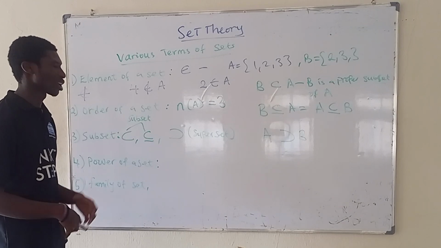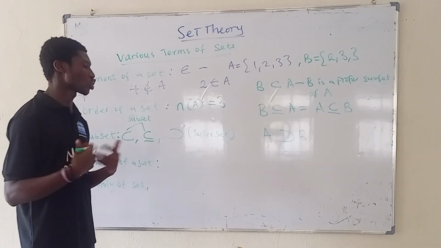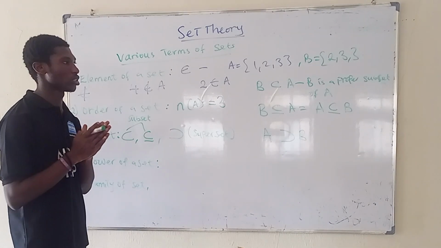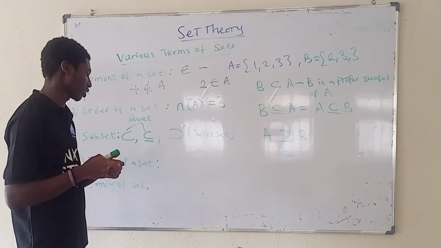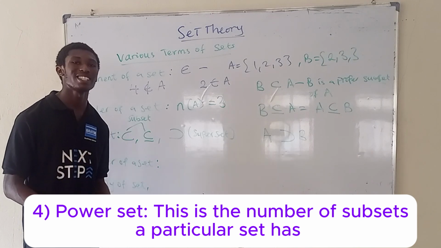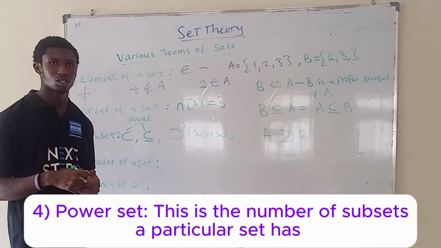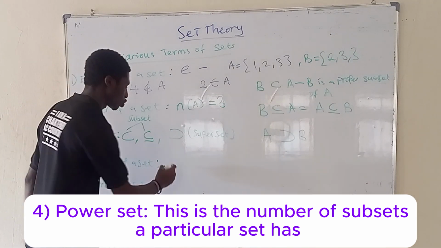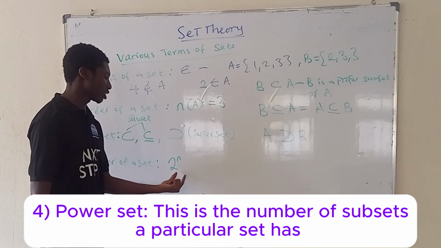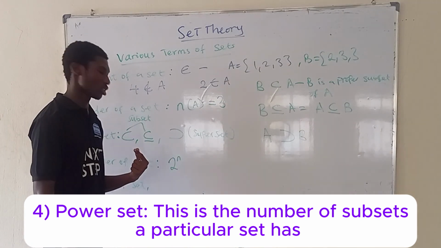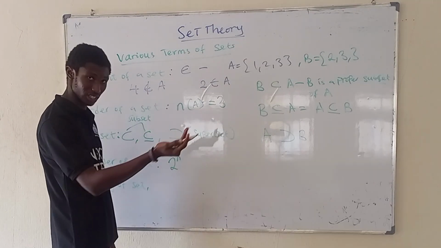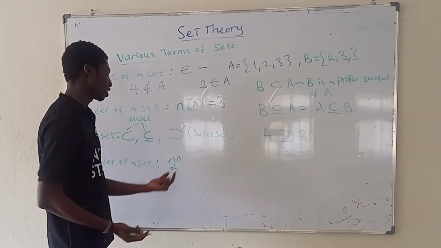Now look at the power of the set. Every set is a subset of itself, or every set has a subset. The power of the set is the number of subsets a set can have, and the formula is 2 raised to the power of n. So the power of a set of n elements is 2 raised to the power of n.